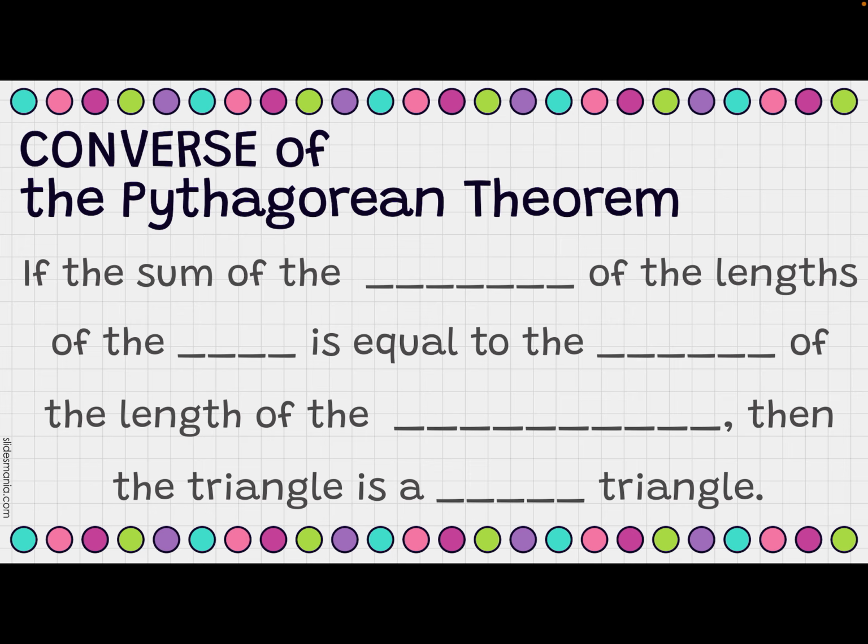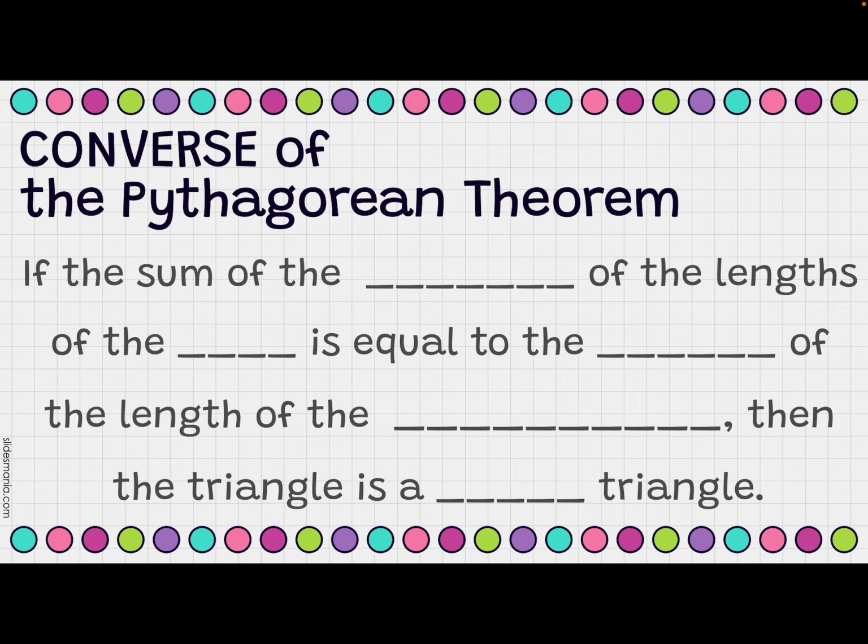So the phrases in the converse are actually very, very similar to the phrases in the original. So we're going to fill in the blanks with the same words. It's just in a different order. So on the converse of the Pythagorean theorem, instead of starting with a right triangle, we start with, does the equation work? If the equation works, then the triangle is a right triangle.